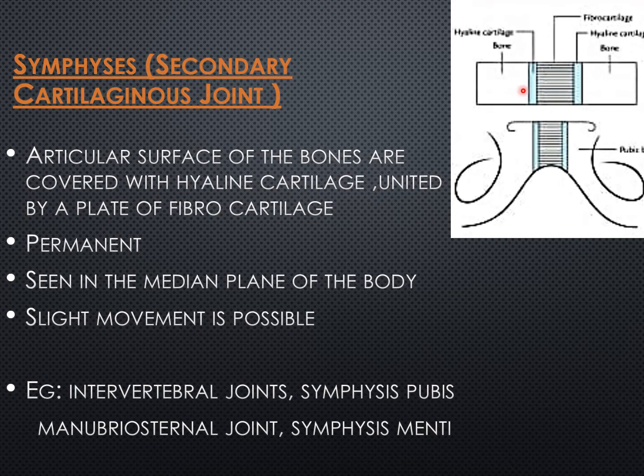Examples for symphysis, think of the joints that are seen in the midline. So we have the intervertebral joints. The intervertebral discs are seen between the vertebral bodies. So that is the intervertebral joints. Then we have between the two hip bones in the midline anteriorly, the symphysis pubis. Then you have the manubriosternal joint, and you have the symphysis menti. Symphysis menti you have already studied.